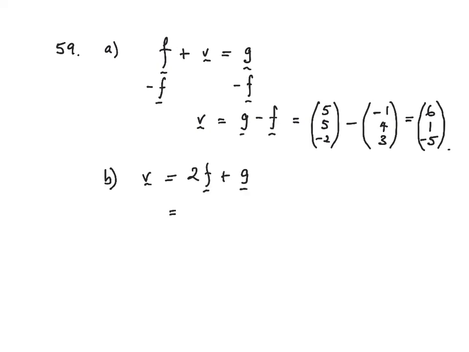We want to work out v. We don't need to move anything around, so it's 2 lots of f, and 1g. And that gives us minus 2 plus 5 is 3, 8 plus 5 is 13, and 6 minus 2 is 4. Does everyone hope you see where this is coming from? So it's 2 times minus 1, 2 times minus 1 plus 5, etc.